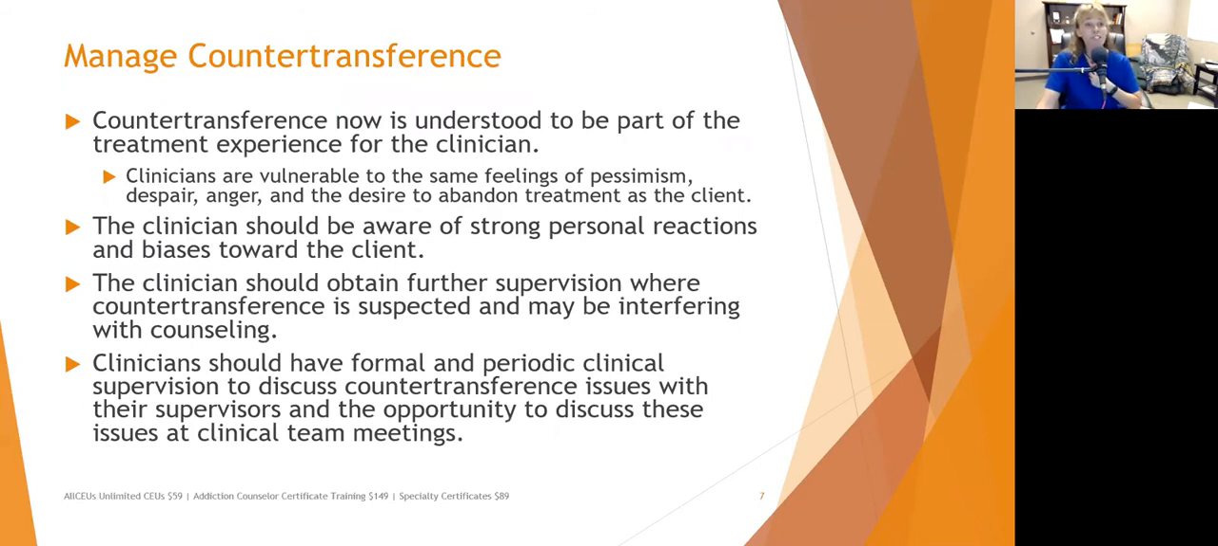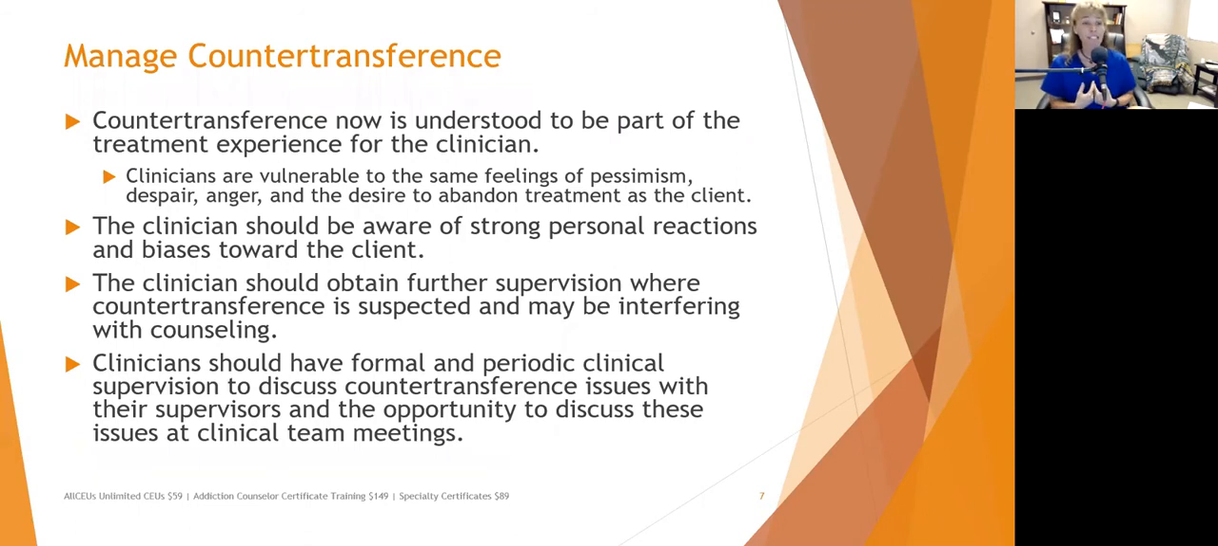As clinicians, we do need to manage countertransference, and it's understood now that countertransference is part of the treatment experience for clinicians. We're going to experience it. We're vulnerable to the same feelings of pessimism, despair, anger, and the desire to abandon treatment as the client. And most of us, if you've been working with clients for a while, have been there at one time or another. You just kind of throw your hands up in the air and you're like, I don't even know what to do next. And that's when we need to seek consultation.